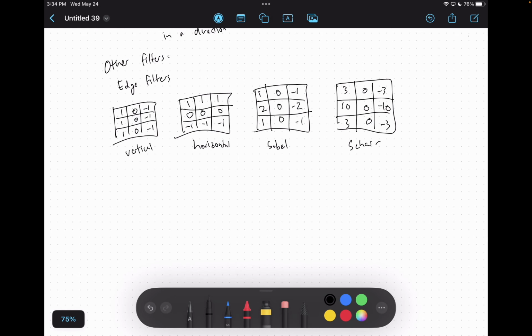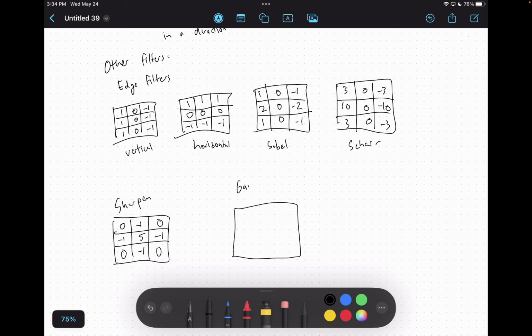There are actually algorithms to also sharpen them. So sharpen looks like this, -1, 0, -1, 0. So when you see in TV shows, they're like, enhance. It's probably something like that. And then another common one, if you want to blur, is known as a Gaussian blur.